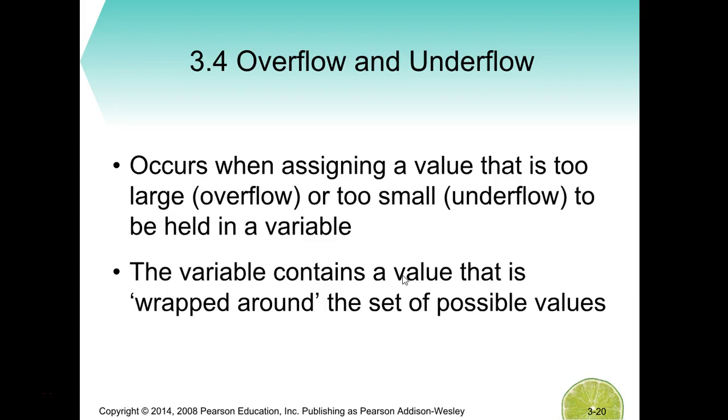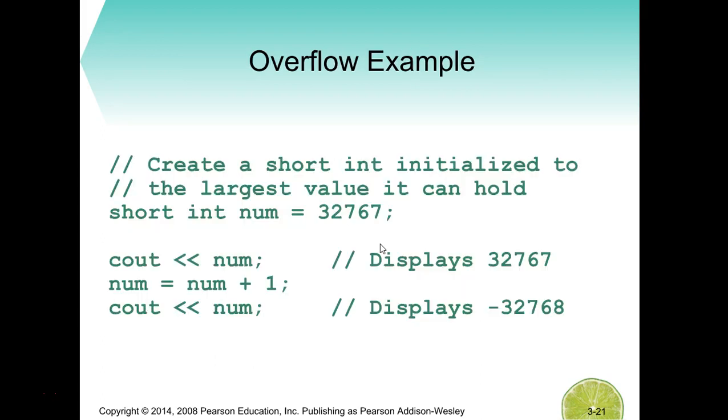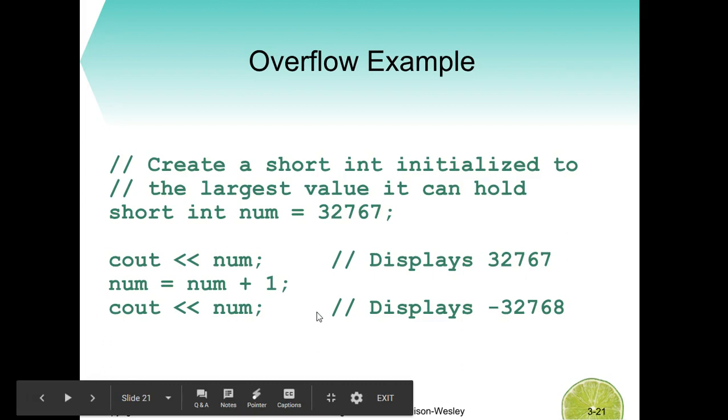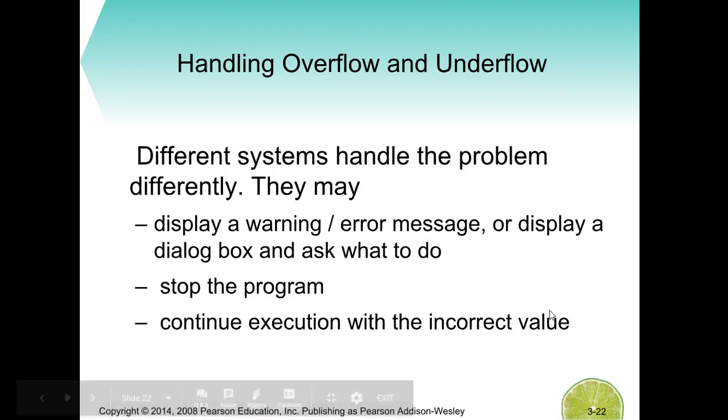The variable contains a value that is a wraparound, and so for example, if you create a short integer and you initialize it to the largest value it can hold, which is 32,767, and then you add 1 to it, what's going to happen? Because 32,767 is the largest number that it can hold, it basically wraps around to the negative end of its values and produces negative 32,768.